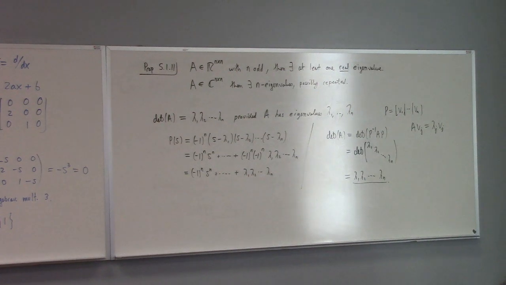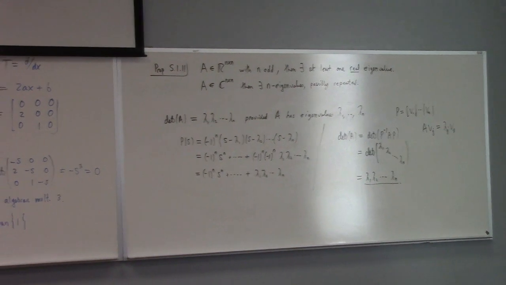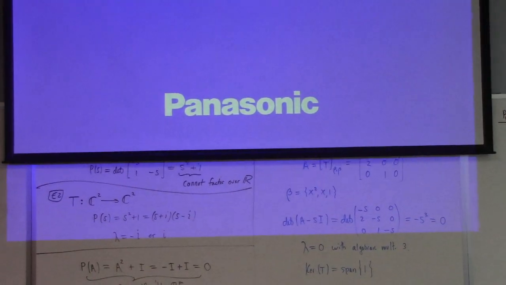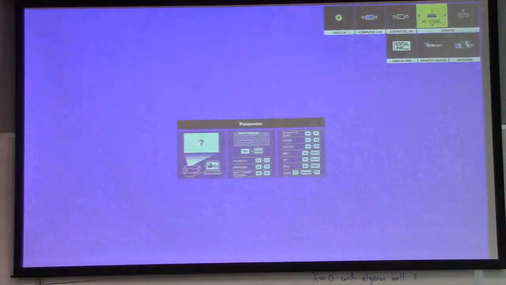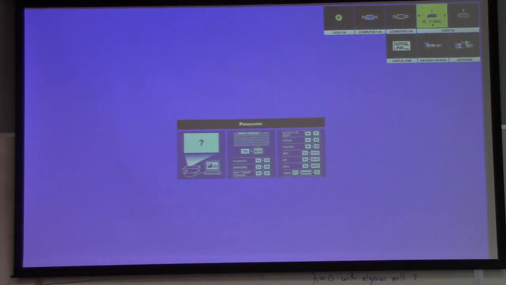All right. I'm trying to remember for 221, if you have a 3 by 3 matrix, if you have it in RREF form, you just take the product of the diagonal to find the determinant, right?